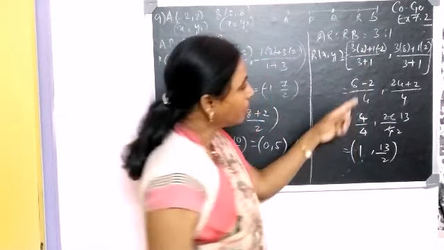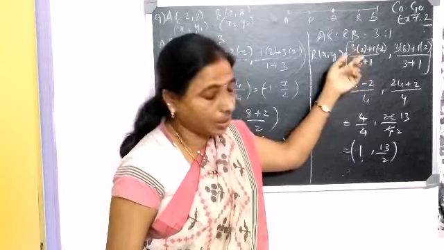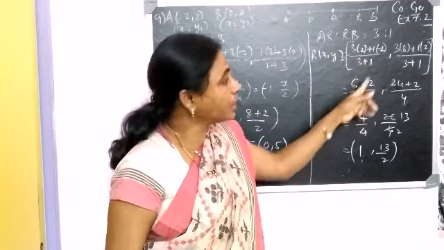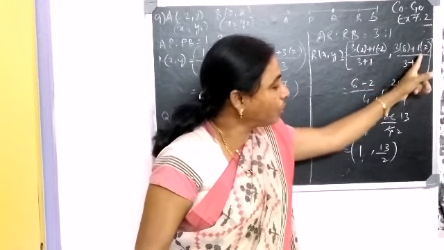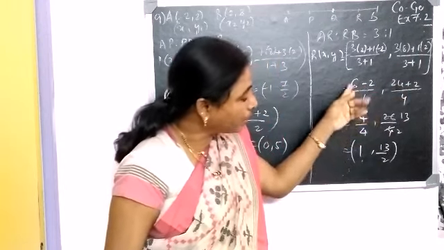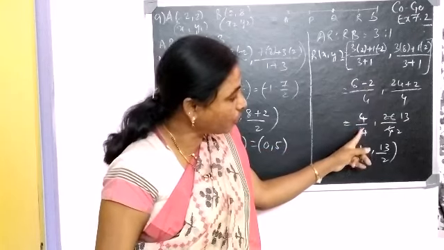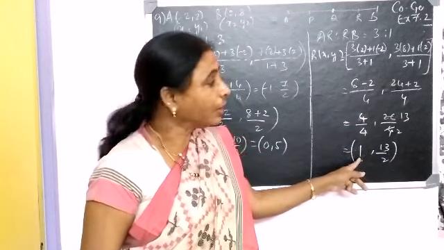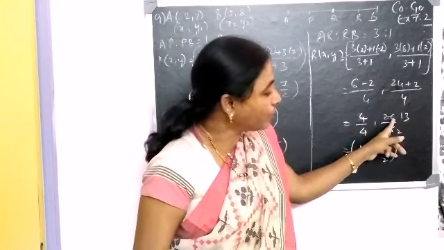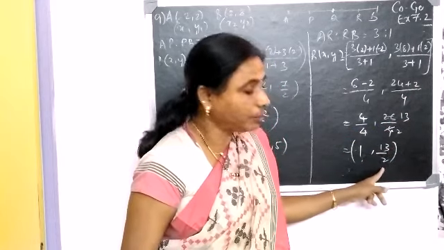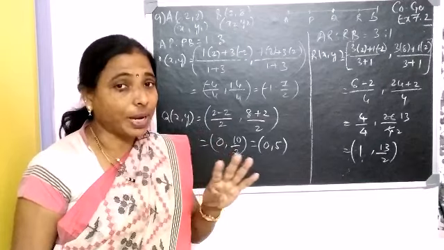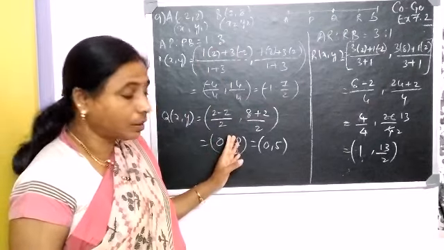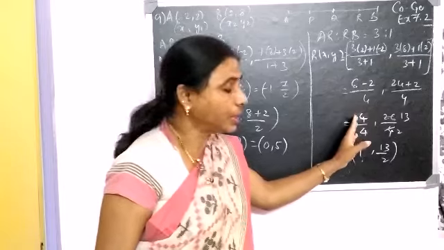Now again substitute and simplify it. 3 2s are 6, 2 1s are 2, 3 plus 1 is 4, 3 8s are 24, 2 1s are 2. Simplify again: 6 minus 2 is 4, 4 by 4 is 1, and 24 plus 2 is 26 by 4, cancel it, 13 by 2. That is how, whenever you divide into 4 parts, it will be 3 is to 1, then half, and then 1 is to 3.